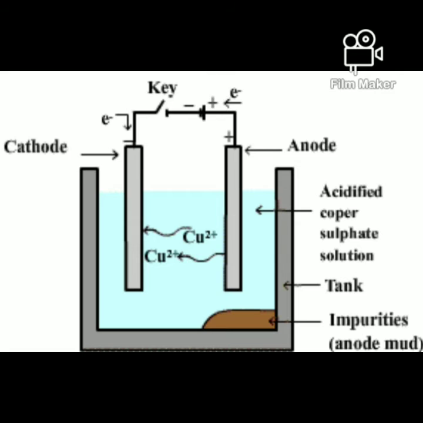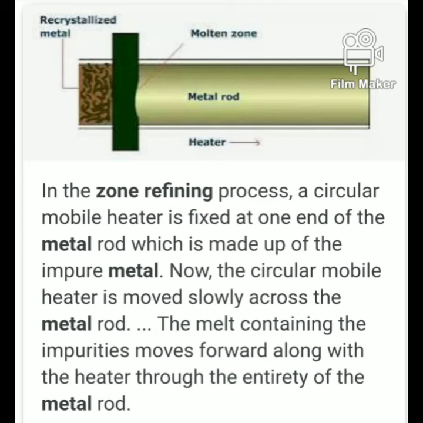Here is a diagram in which two metal rods are shown. These are copper rods, and the metal mud, the impurity, is collected at the bottom, and the electrons are collected at the pure rod. Next, the last method is zone refining.